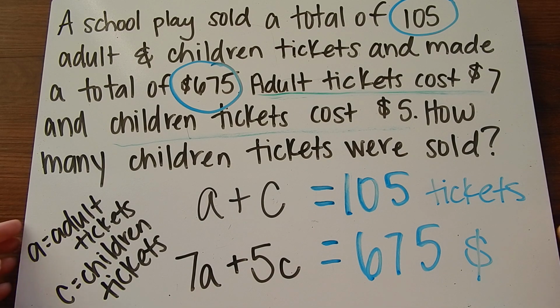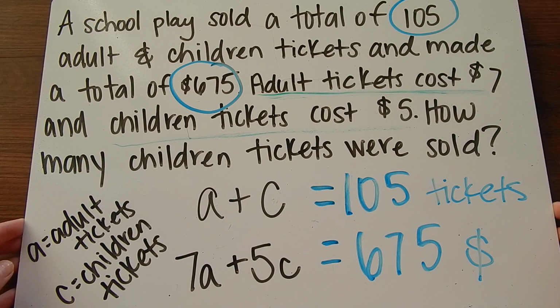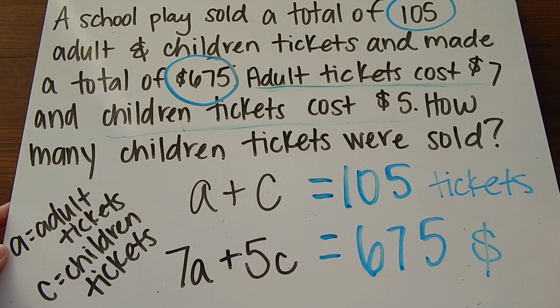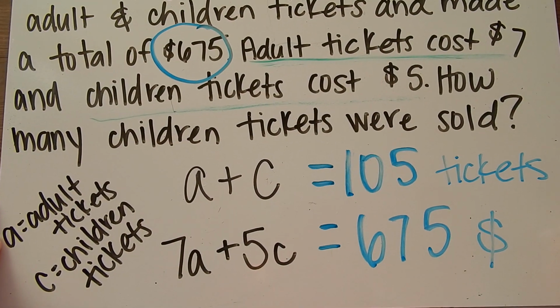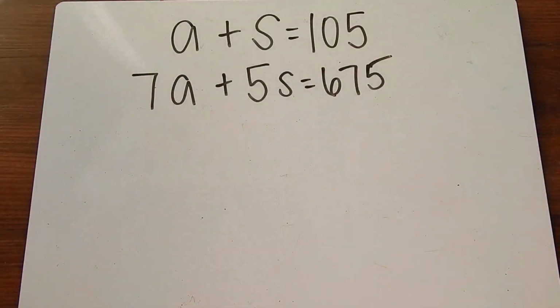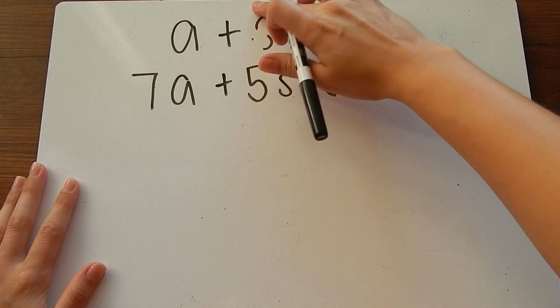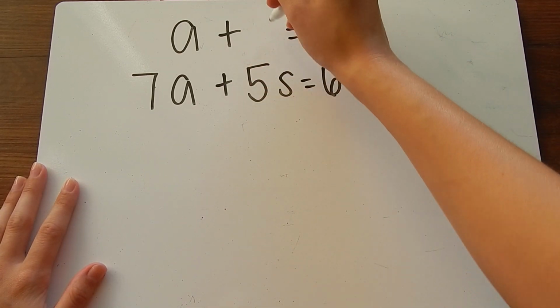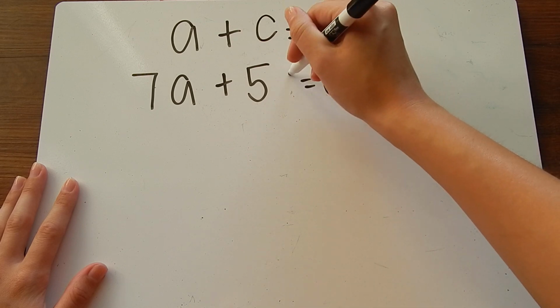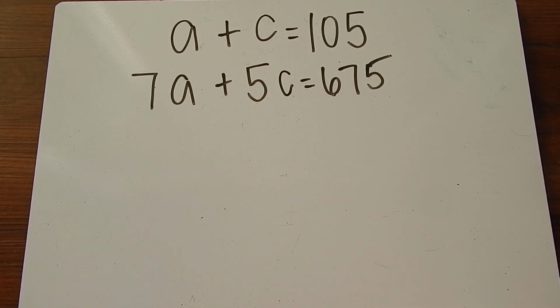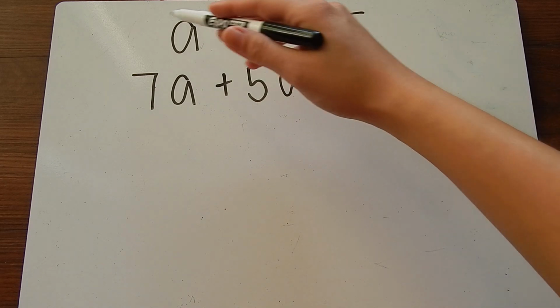Now, when we go to the next board, we're going to solve. Remember, it says how many children tickets were sold. So we only have to figure out how many children tickets were sold. And these should be C's for children. So when I'm looking for how many children tickets were sold, that means I want to solve for C. So I need to get rid of the A.